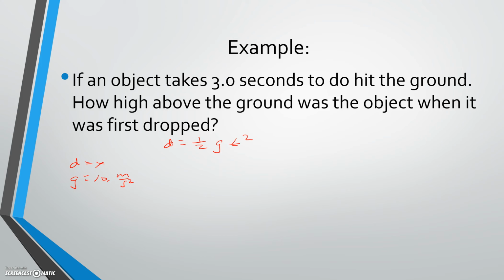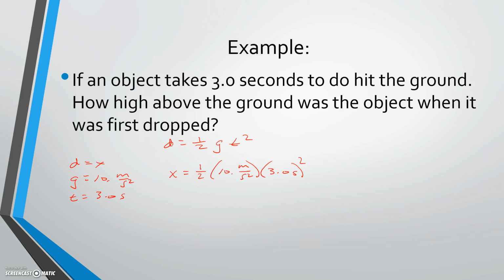The time that it takes for our object to hit the ground, in this case, is 3.0 seconds. So we can take these values, plug them into the equation, and we'll be able to calculate how far above the ground the object was when it was first dropped. So we'll put x in for our distance. We've got 1/2. For g, we'll plug in our acceleration due to gravity, so 10 meters per second squared. For our time, we'll plug in 3.0 seconds, and we're going to square that value.